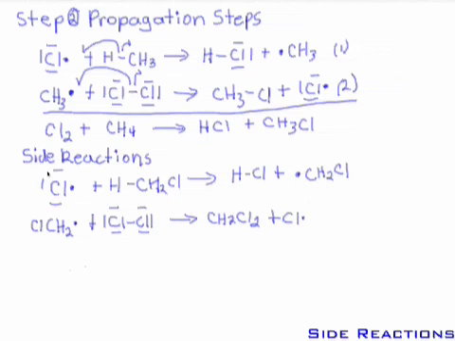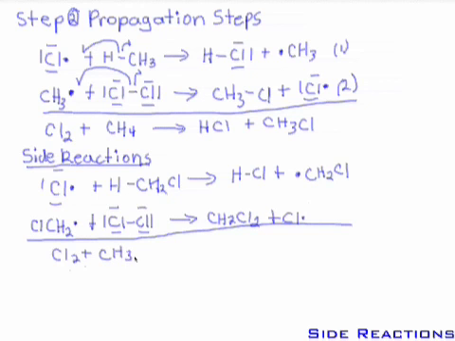Side reactions. And if we add this up, what's the overall reaction? Well, the chlorine dot cancels with the chlorine dot. The methylene chloride dot cancels with the methylene chloride dot. And overall, we've got Cl2 plus chloromethane goes to HCl plus CH2Cl2.